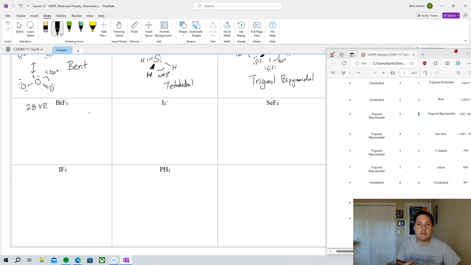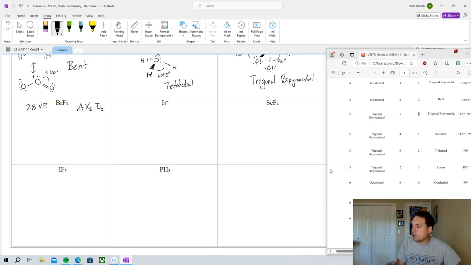Therefore, we need to have 2 lone pairs on the central bromine, because we have 4 electrons left over. In that case, we're going to have the AX3, because there's 3 atoms attached, E2 notation.